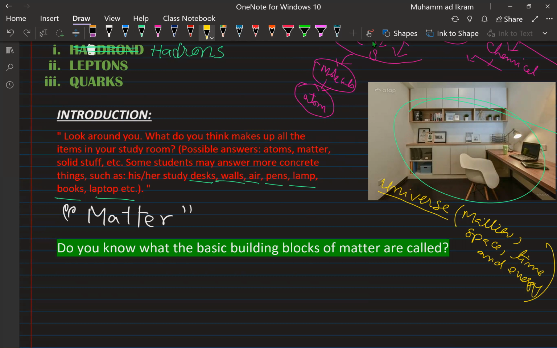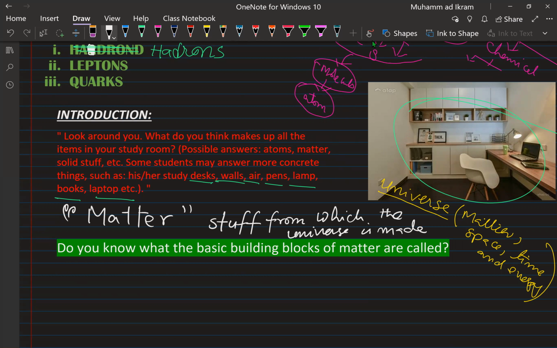So matter, long story short, is the stuff from which the universe is made. The common definition which you often state is that matter is anything which has mass and occupies space. So very simple, matter is the stuff from which our universe is made.